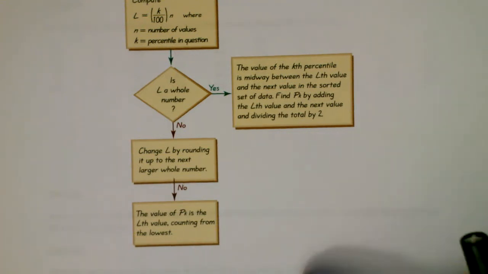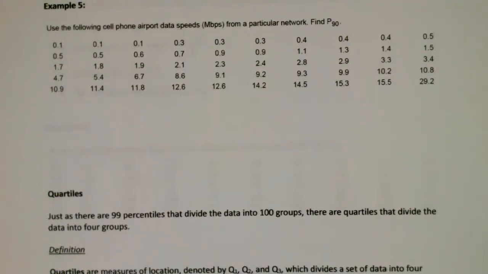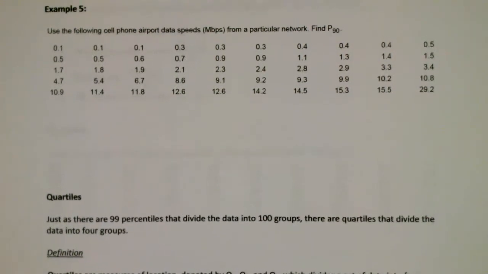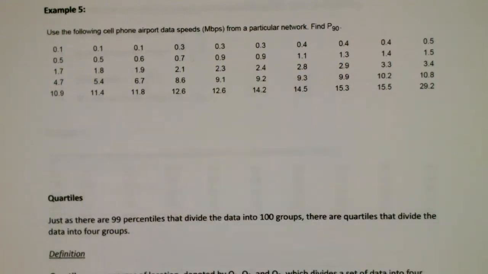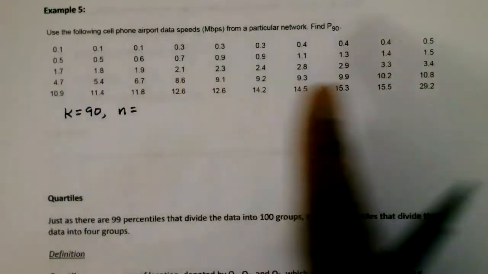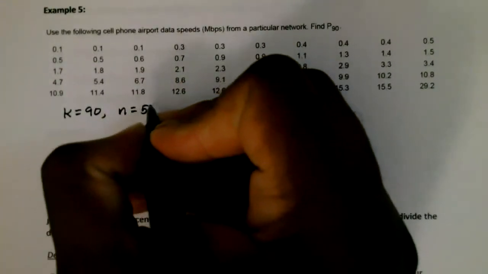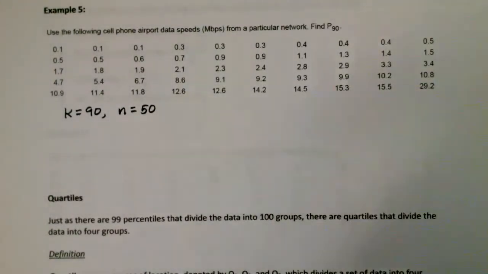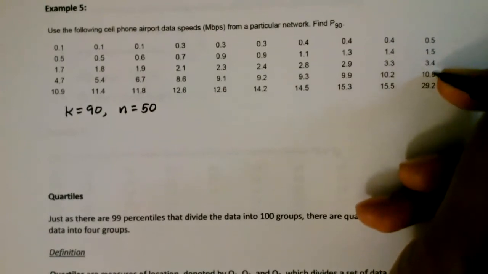Now let's look at one example of this. Here we want to use the following cell phone data speeds in megabytes per second from a particular network to find P90, or P sub 90. We're looking for the 90th percentile. And here's that data set. So K is going to be 90, and N is the number of data values in this set. In this case, it's 50, because each row has 10 numbers in it. So that's 10, 20, 30, 40, 50.